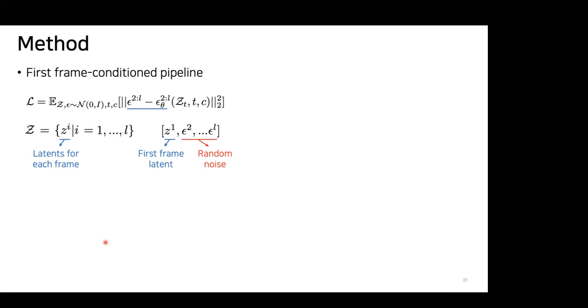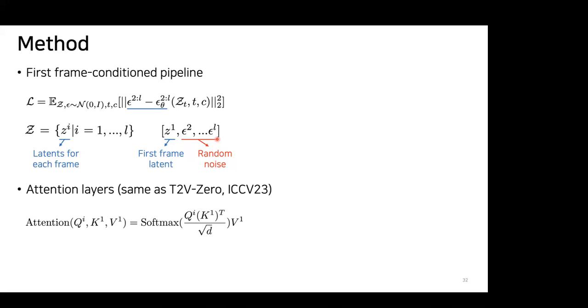And they also use this first frame condition pipeline. You can see in this objective, they are only training to predict the noise from the second to the L-th frame, the last frame. Basically, when training, they map the original image to the latent space, fix this first frame's latent, and only add noise to the second to the last frame. They train to predict the noise from the second to the last frame. In this way, they let the model focus on learning the motion itself, not the content, because the content is provided with the first frame. All the color, shape, and content information is provided with the first image. Then this model learns to denoise the second to the last frames to only focus on the motion itself.